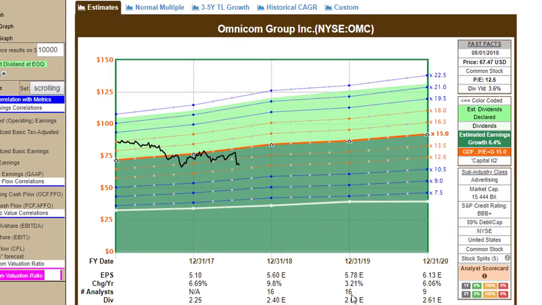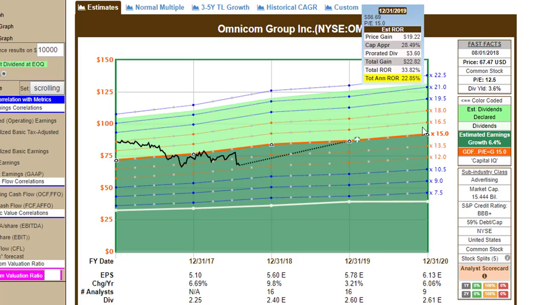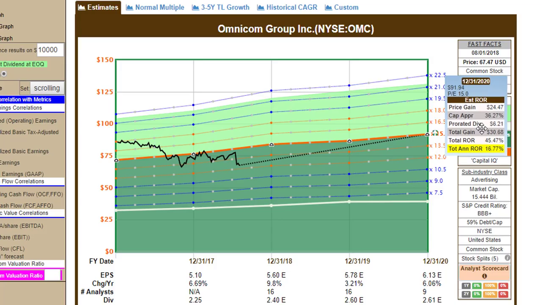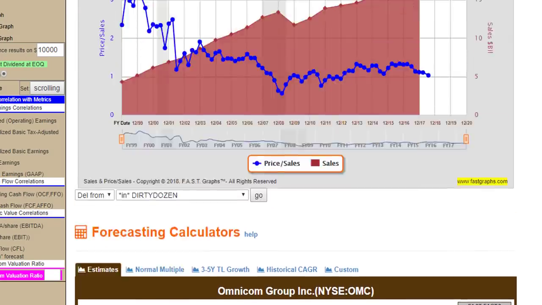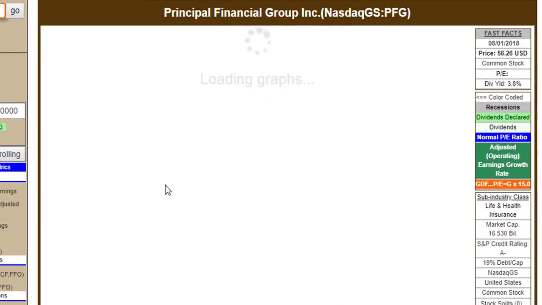It's reasonably well followed. There are 16 analysts forecasting 10% growth this year, followed by 3 and 6. But if this reverts to the mean, you've got the opportunity for double-digit 22% annualized, and going out to 2020, 16.7% annualized returns. Once again, I'll just do a quick summary here. You can see the analysts have been on the money with their forecasts on this company. So it's another one that has a pretty good record of analysts forecasting it.